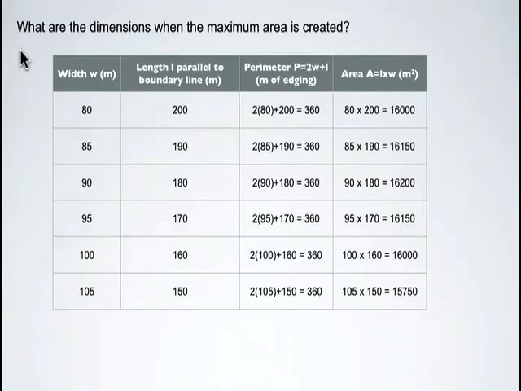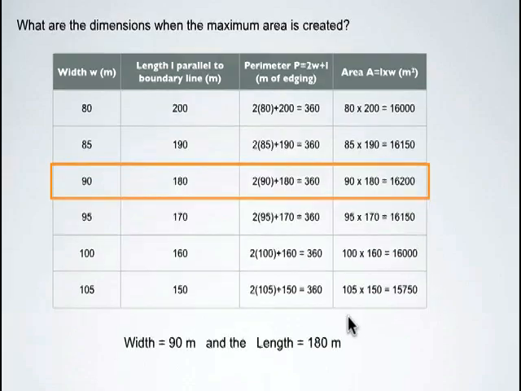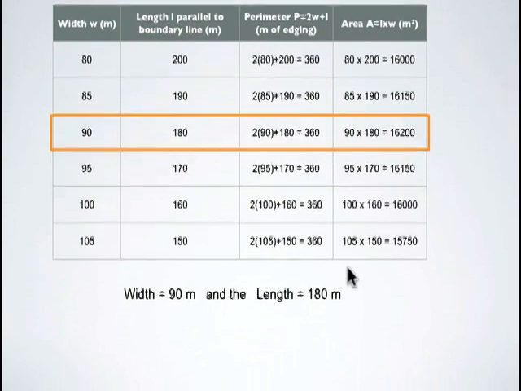So what are the dimensions when the maximum area is created? Well, you may have noticed that when the width is 90 meters and the length is 180 meters, the maximum area achieved is 16,200 meters squared. It's the largest value in this column. So the width is 90 meters and the length is 180 meters.